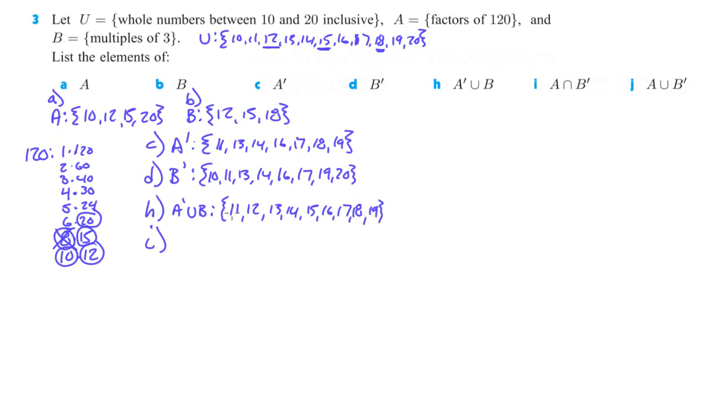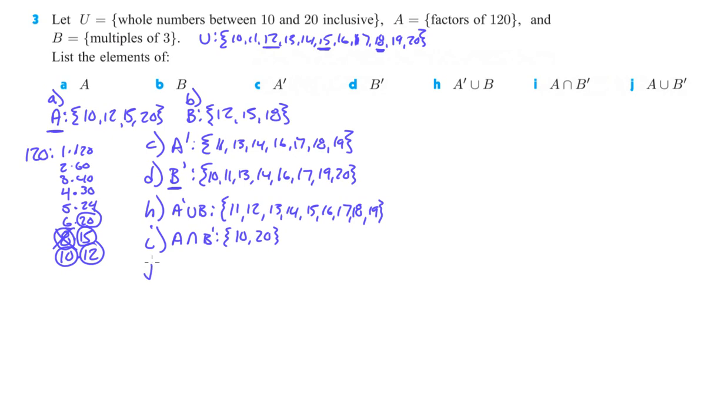I is A intersect B prime. A intersect B prime is going to be everything that's in A and in B prime. It has to be in both. So 10, 12, 15, 20. We got 10, no 12, no 15, but we got 20. So it's just 10 and 20 for A intersect B prime.